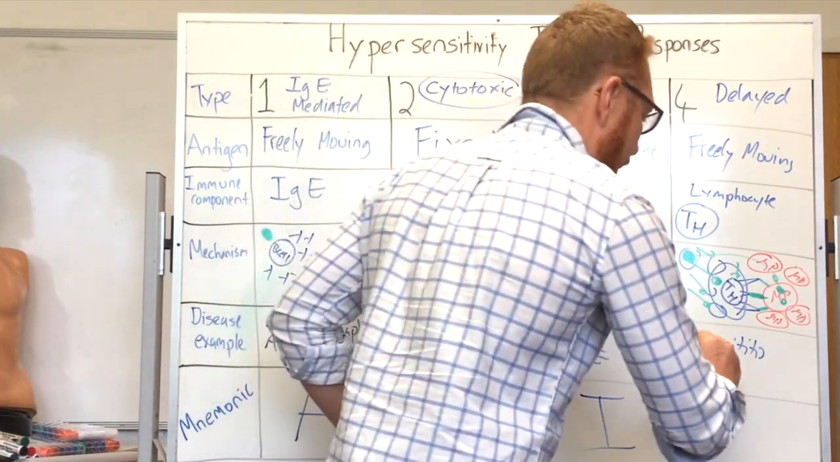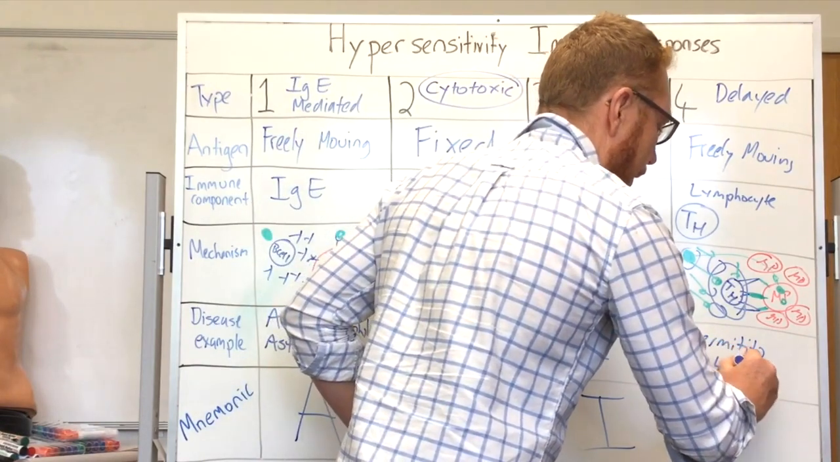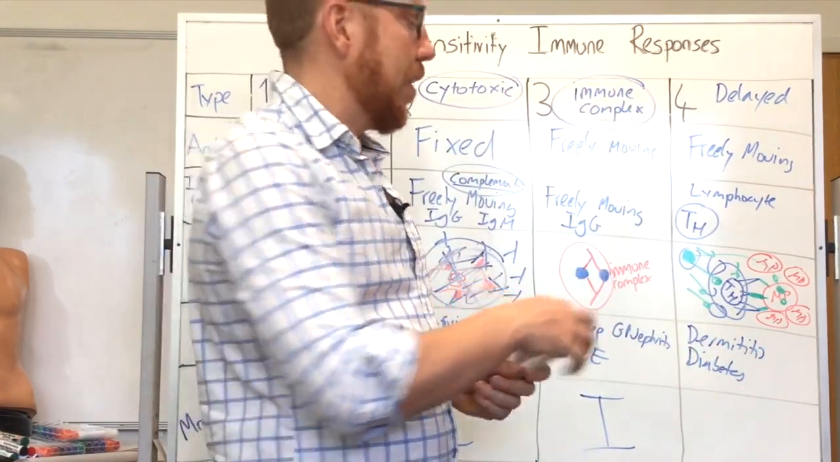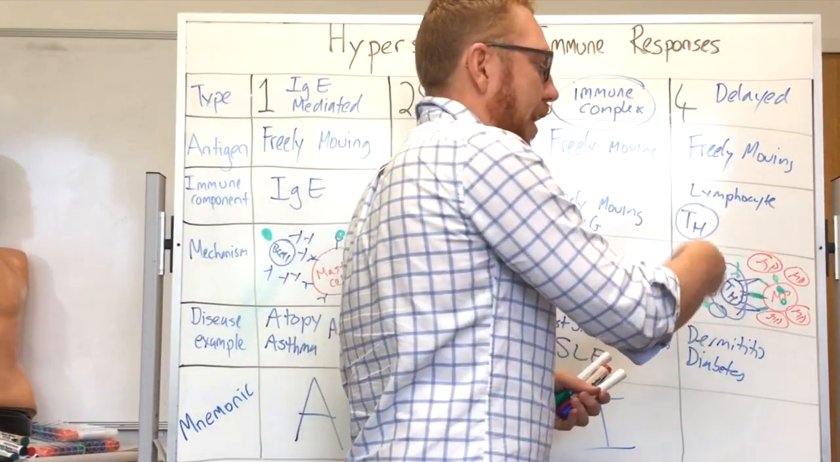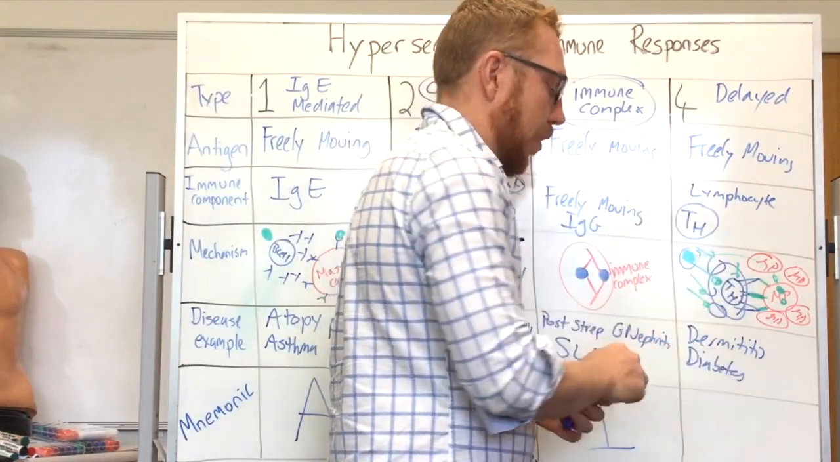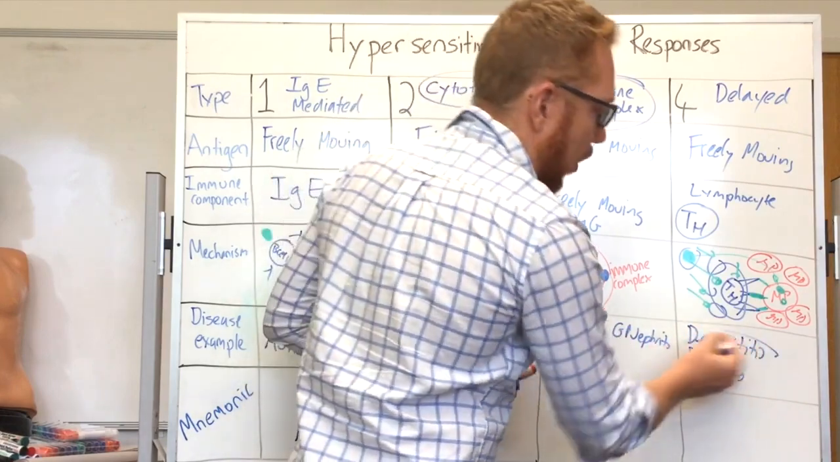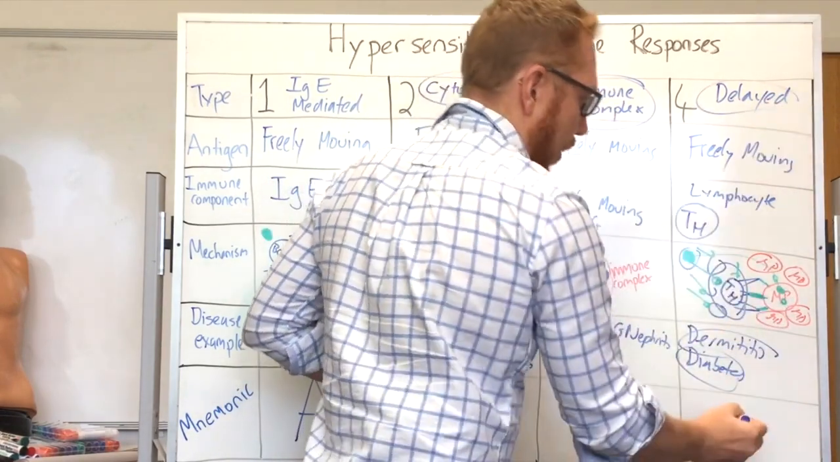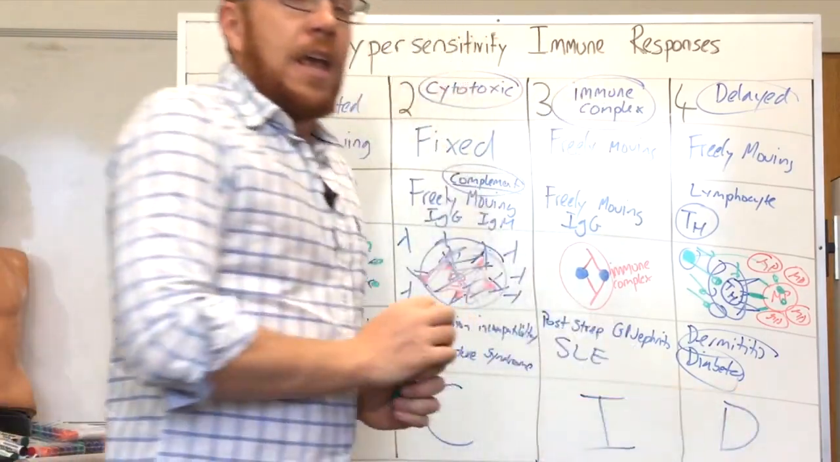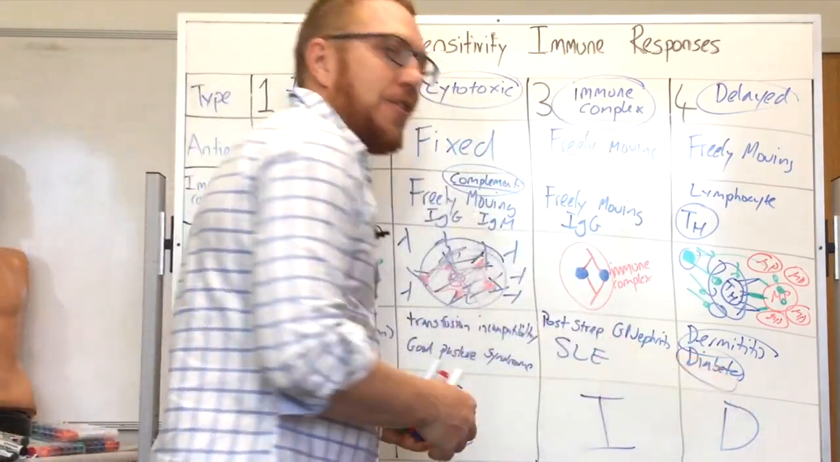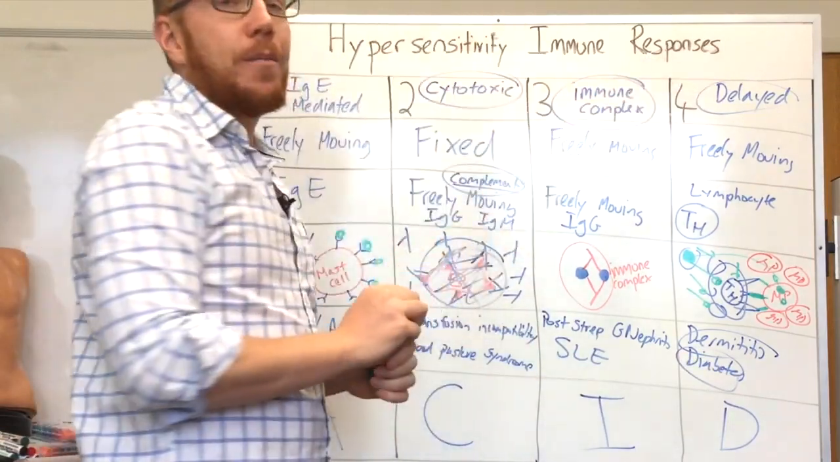Another example is diabetes. So type 1 diabetes, and in this case it would be your beta cells in your pancreas which would have that reaction and kill them off, leading to type 1 diabetes. And because we're using dermatitis, diabetes and delayed, we're going to have D, which gives us the mnemonic ACID. And so hopefully when you think ACID now, you can remember the 4 types of hypersensitivity.